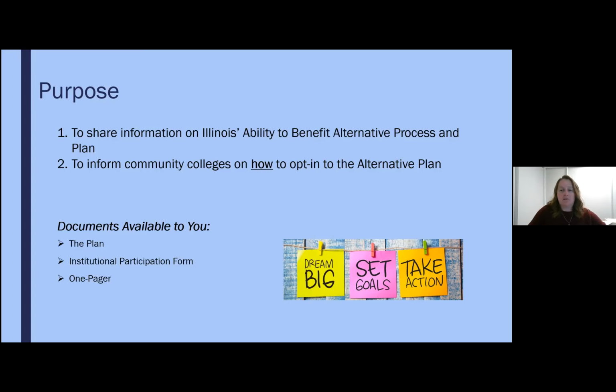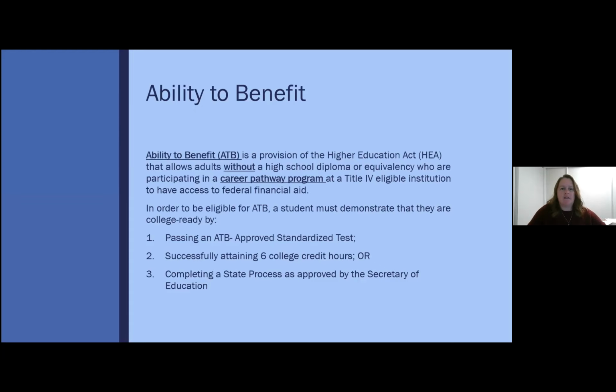Documents that are available to you: the full plan. And we intentionally kept it, I think it's about a 12-page plan, 13 pages maybe. We didn't want it to be super long. And honestly, the Department of Ed said, we don't want this to be super long. So we tried to keep it succinct and user-friendly as much as possible. There's also an institutional participation form, which I'm going to talk about in a minute, and a one-pager. All of these are different resources that I will tell you where to find in a slide.